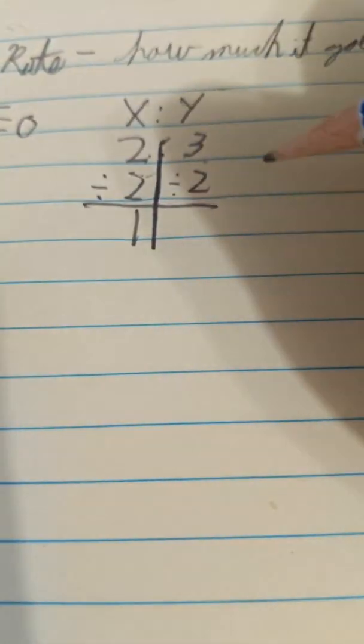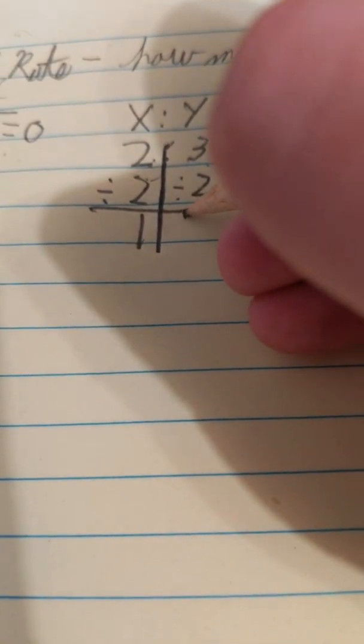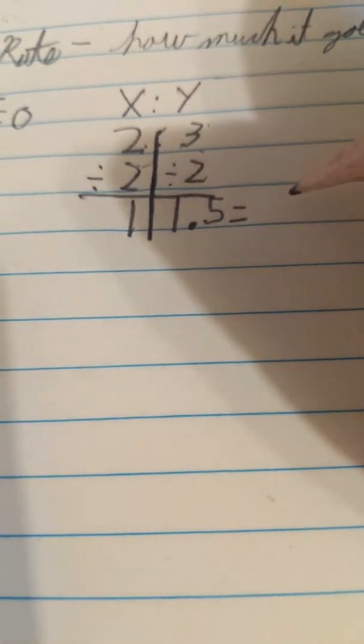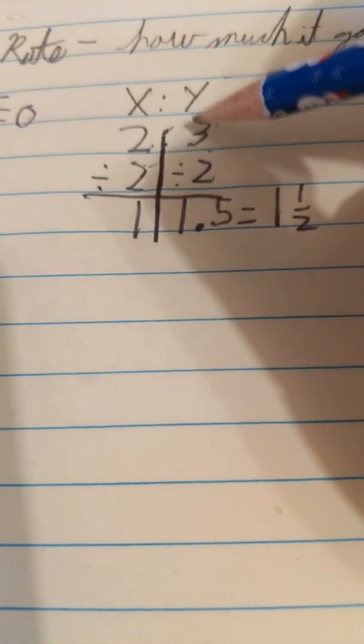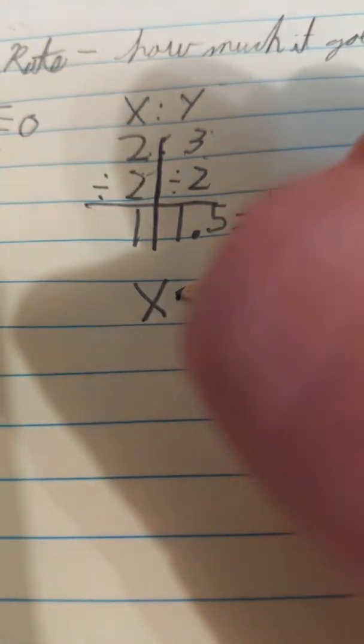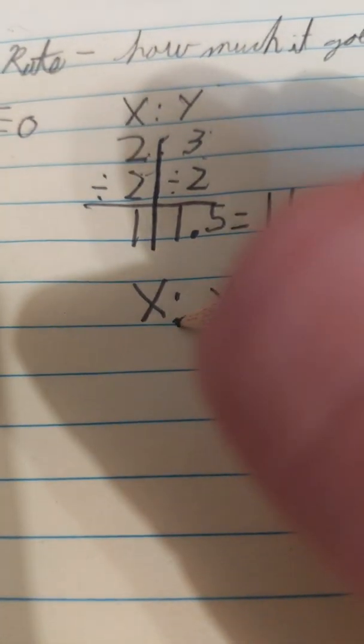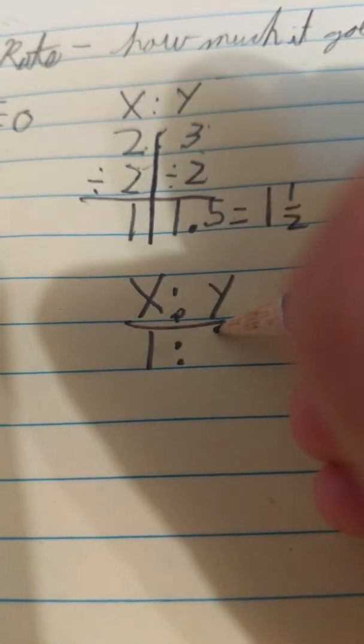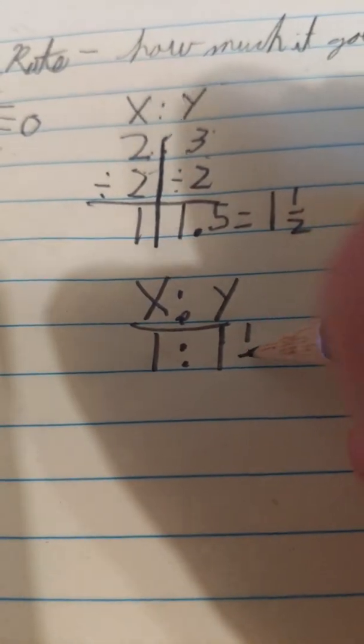2 divided by 2 is 1. 3 divided by 2 is 1.5, or 1 1/2. So our true unit rate for x and y is 1 to 1 1/2.